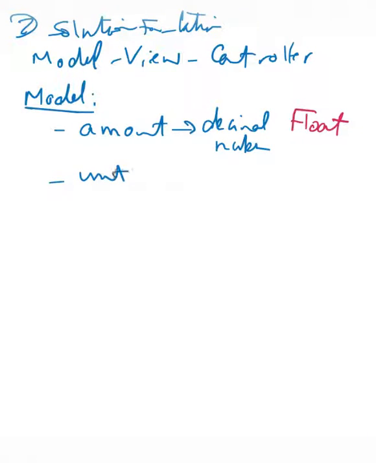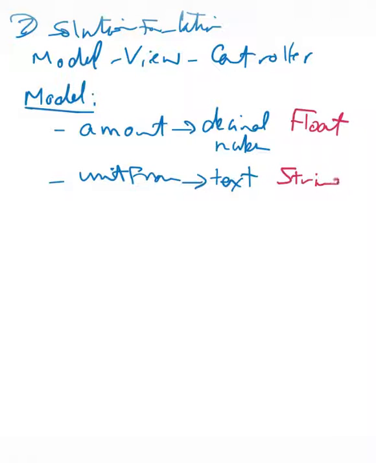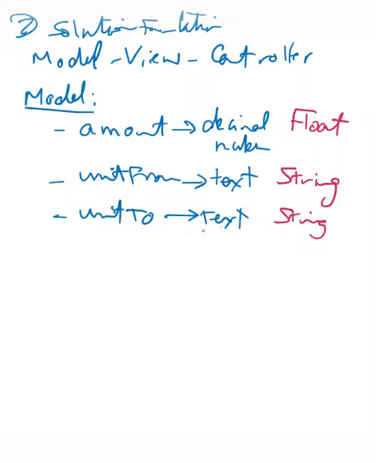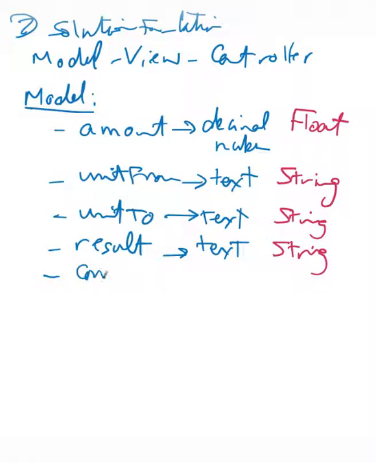We also have the unit from. And what type of data is this? This is text. So we learned before about the type string. So we can use the type string for that. Then we have the unit 2, which is also text, and we'll use the type string as well. Then we have the result, which is also text, and we'll say this is going to be string. And we have the conversion factor, which is also a decimal number.